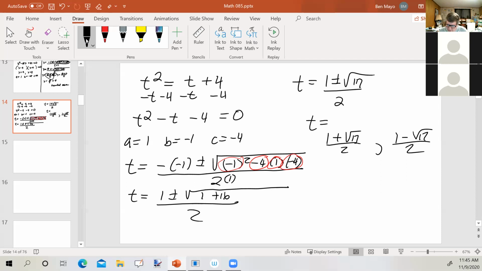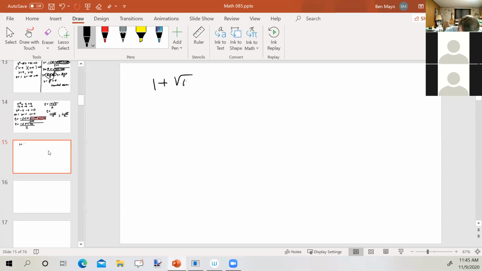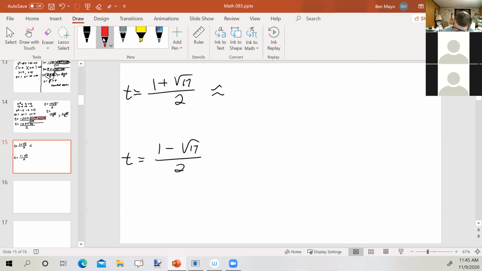Now, I want to go further with this. I want to talk about how you would put these into the calculator. And I think I dealt with this back in 10.1 a little bit, but let's revisit that. So let's take this and this. Okay, so this top one, you're going to put parentheses 1 plus the square root.